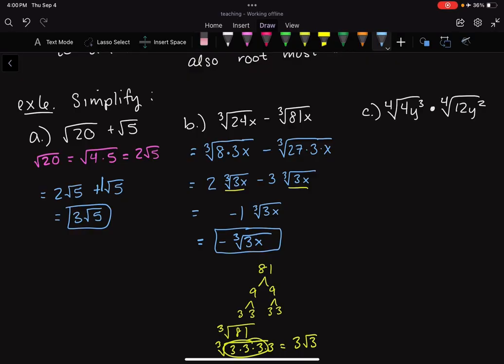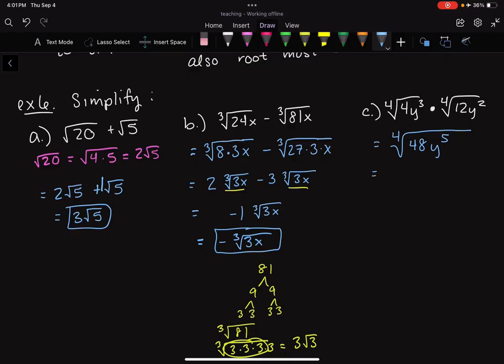Let's do the next one together. So let's see. I'm just going to go ahead and multiply. So I have the 4th root, and I'm going to just put it all together. So 4 times 12, that's going to leave me with 48. Y cubed times y squared is going to leave me with y to the 5th. Now I got to reduce this.